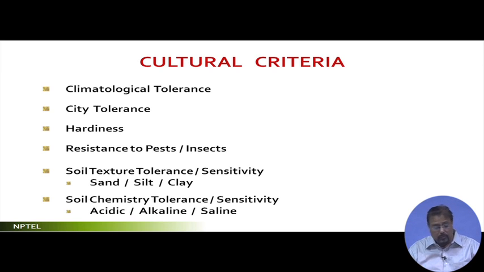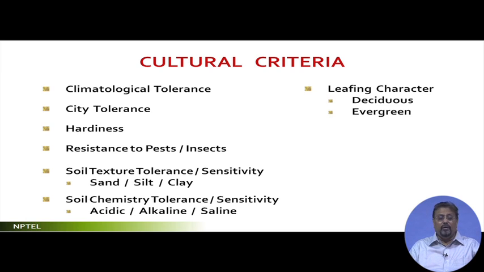Then the soil chemistry tolerance or sensitivity means how tolerant a plant is to the soil chemistry, acidic, alkaline or saline. In many of the coastal areas, where the soil chemistry is predominantly saline, it naturally gives growth to some specific species like coconut and others. But if you go to other areas which are hot arid and try to plant coconut, it may not grow well because it requires a saline soil chemistry. So this has to be checked.